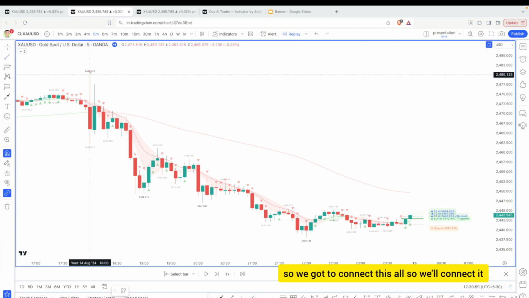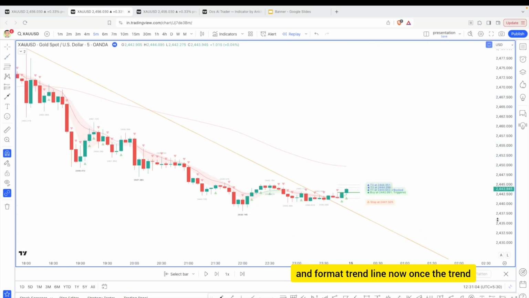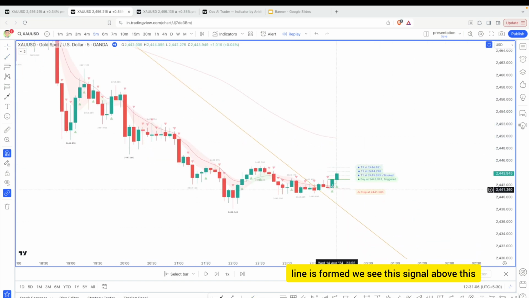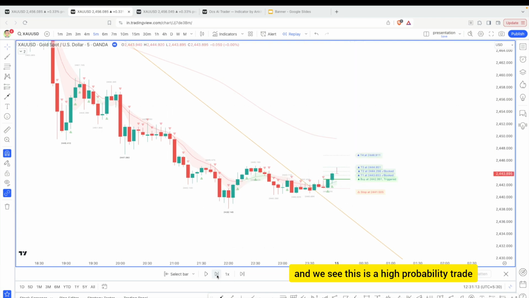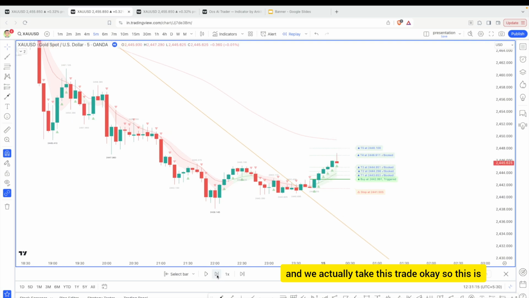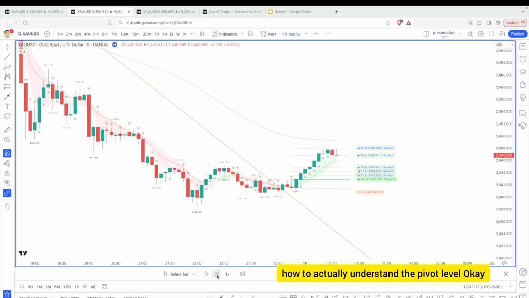So we've got to connect all this. We'll connect it and form a trend line. Now once the trend line is formed, we see this signal above this trend line, above the pivots, and we see this is a high probability trade, and we actually take this trade. Okay, so this is how to actually understand the pivot level.